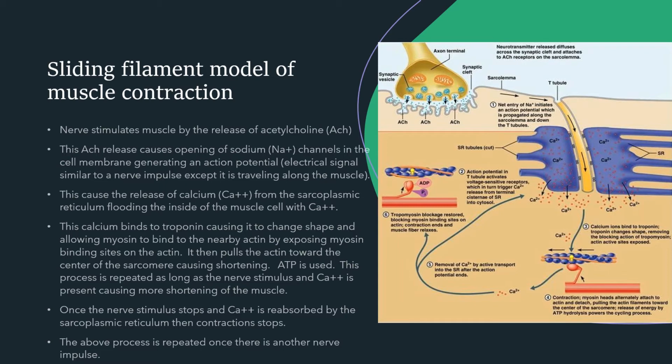When the myosin binds the actin, it pulls the actin towards the center of the sarcomere, causing shortening. ATP is used in this process, so this is a process that consumes energy. This process is repeated many times, as long as the nerve stimulus and calcium are present, causing more shortening of the muscle. Once the nerve stimulus stops and calcium is reabsorbed by the sarcoplasmic reticulum, the contractions stop. This process is repeated once there is another nerve signal.